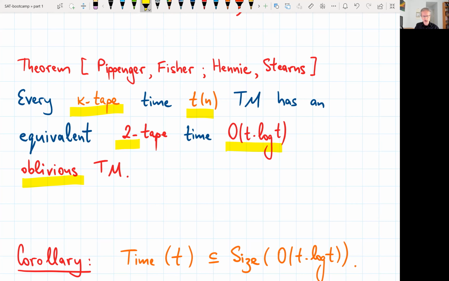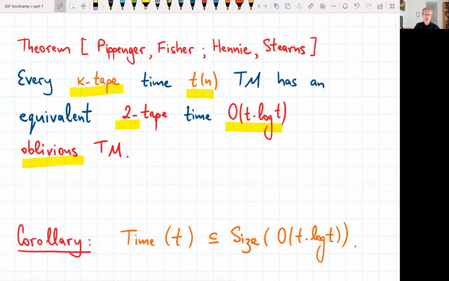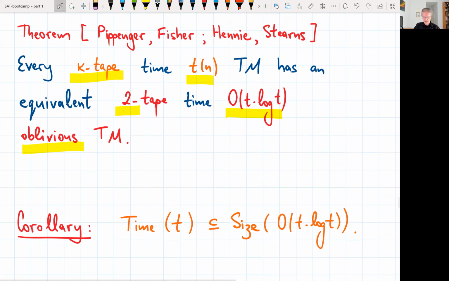This is a very interesting algorithm, and it's a construction. So you can take the description of the procedure from those papers and apply them to your particular Turing machine, which is not oblivious, and make it into an equivalent oblivious machine with only logarithmic factor loss in time complexity. Okay, I will not give this proof, just take it as given.